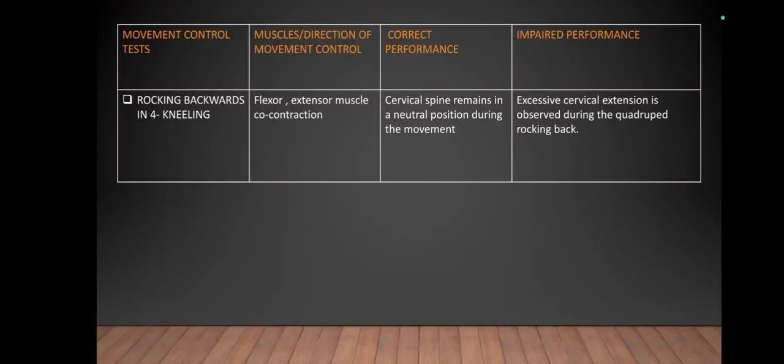Movement control test. Rocking backwards in 4-point kneeling. Muscle or direction of movement control: flexor extensor muscle co-contraction. Correct performance. Cervical spine remains in neutral position during the movement. Impaired performance. Excessive cervical extension is observed during the quadruped rocking back.